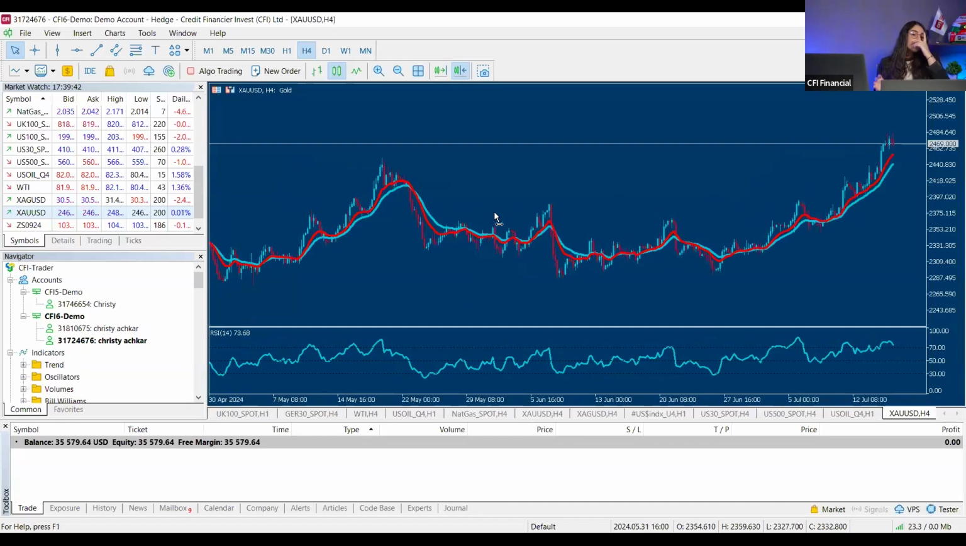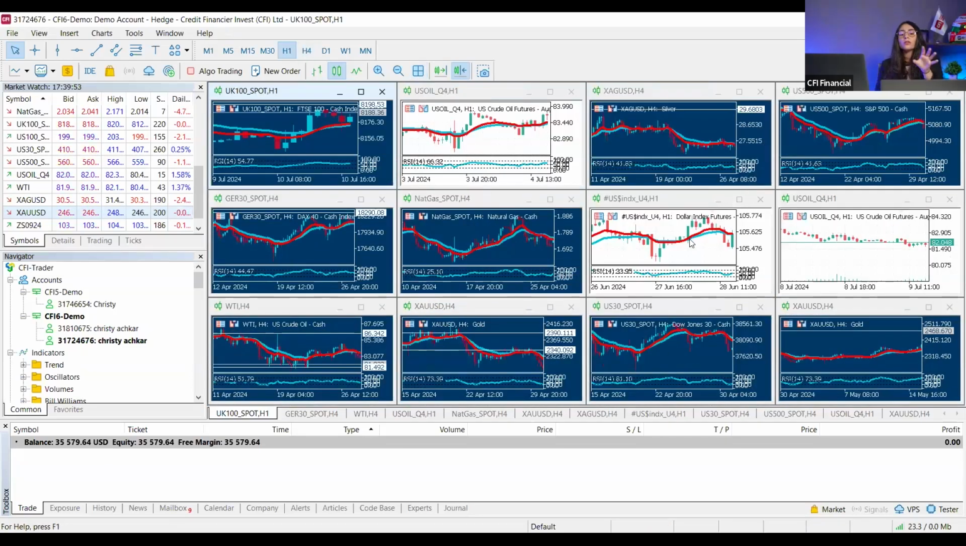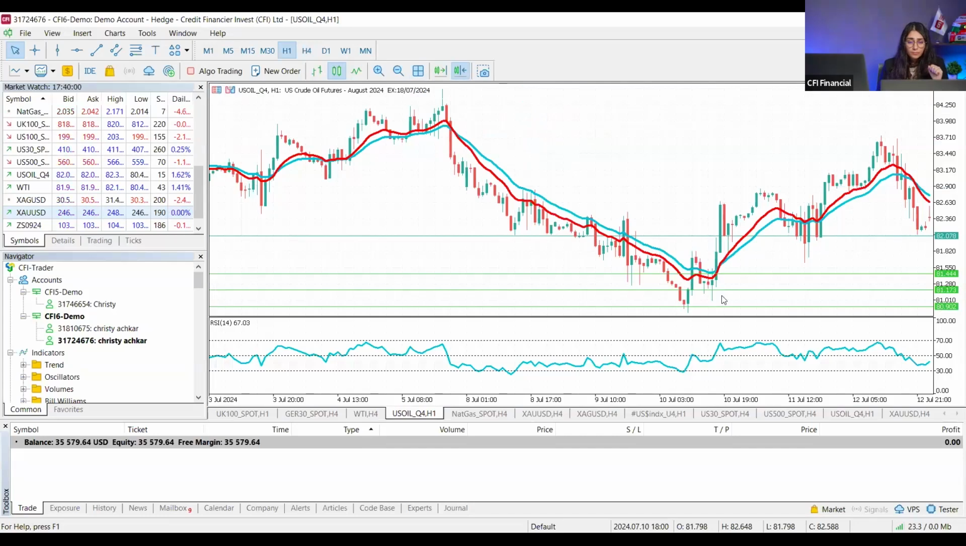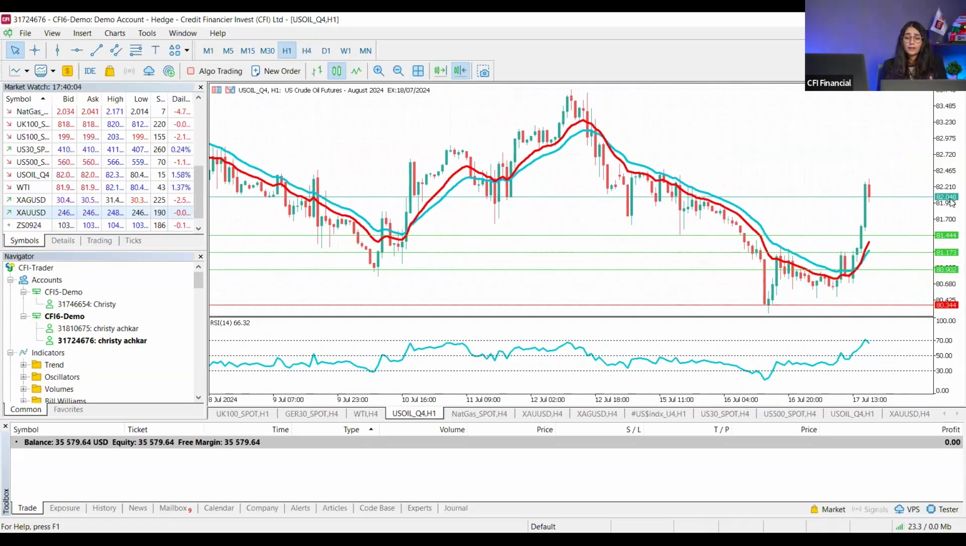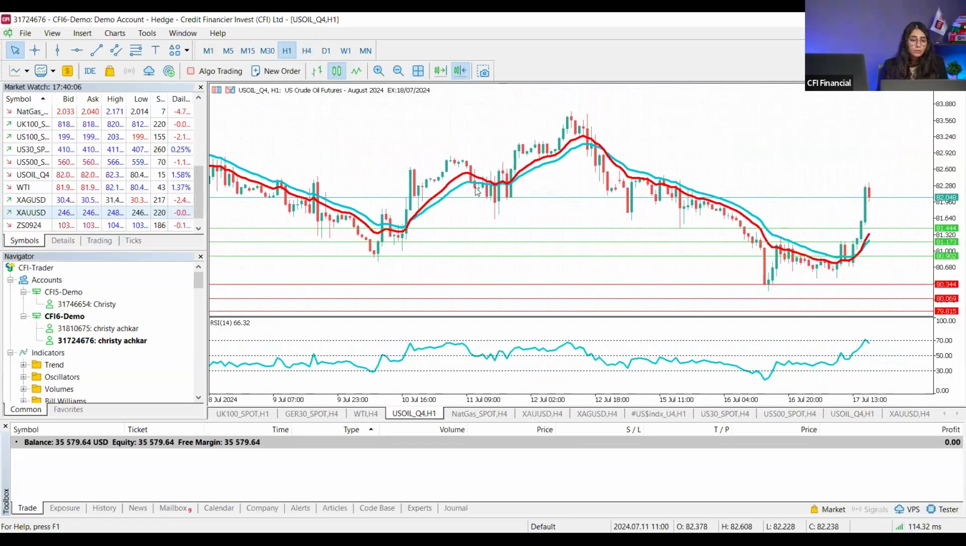So another thing, if you'd like to see more than one chart at the same time, you can click this window looking icon and you'll be able to see all the charts that you have in one place. If you don't like this feature, just double click on any chart that you want and you're gonna get the chart that you want.